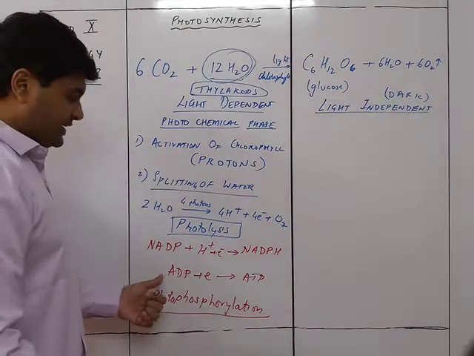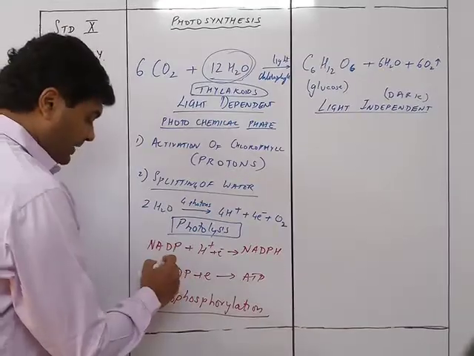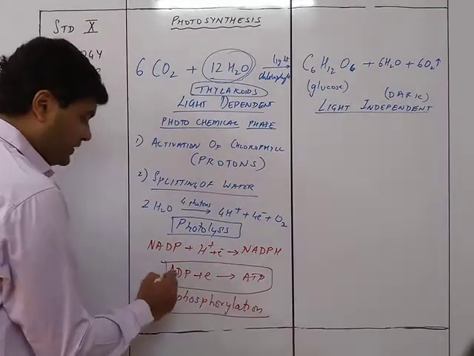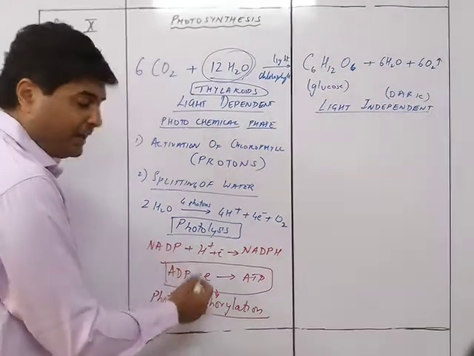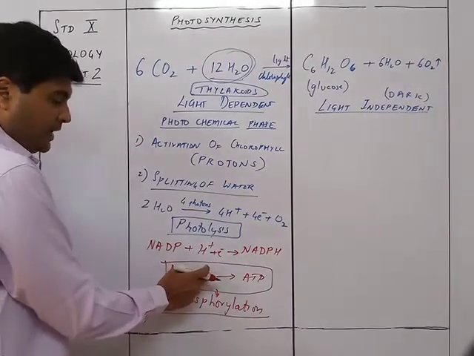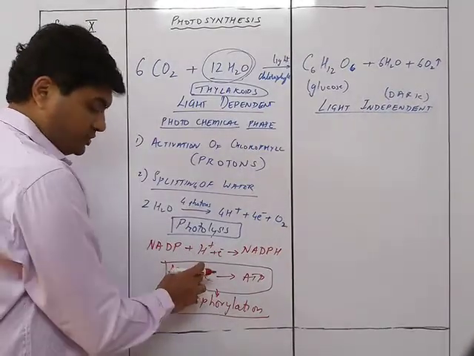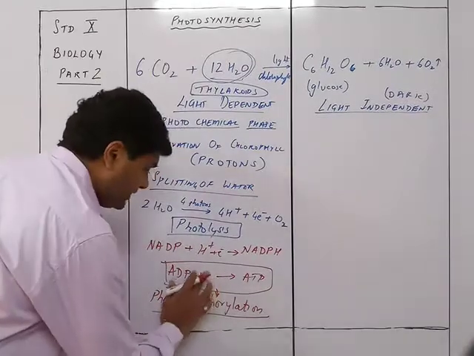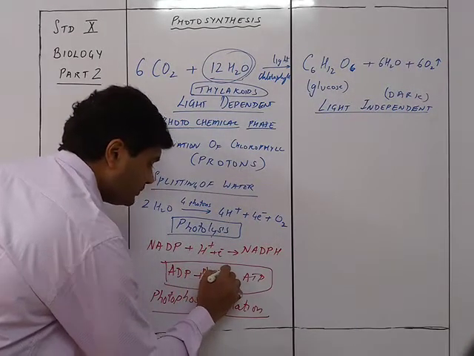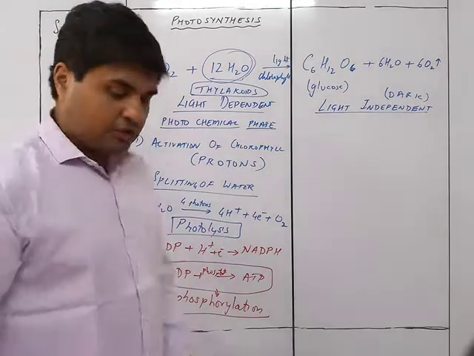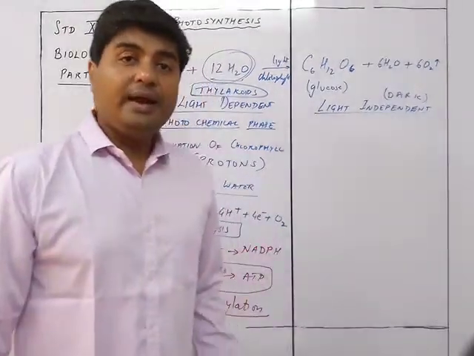Photophosphorylation is the process in which ADP gets converted into ATP with the help of the phosphate ion over here. So there is a phosphate over here. So this is the phosphate.